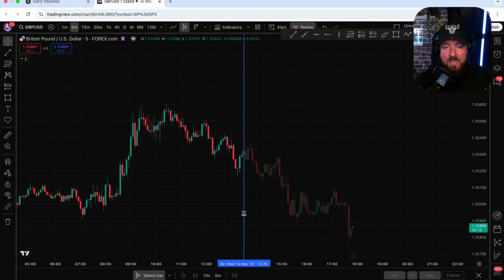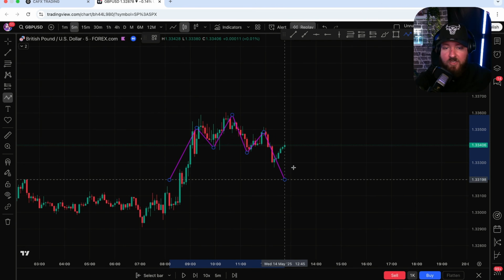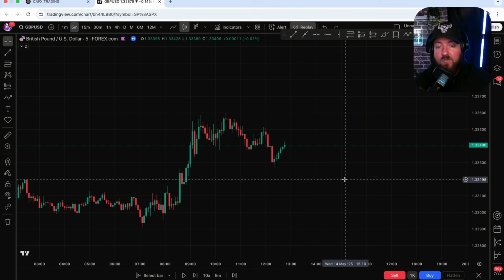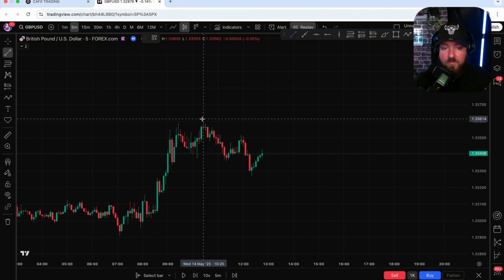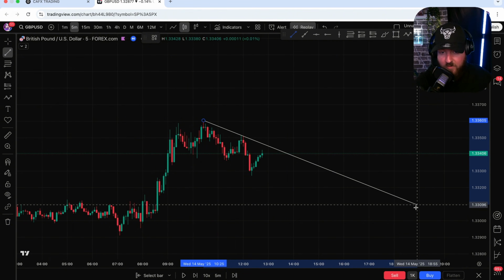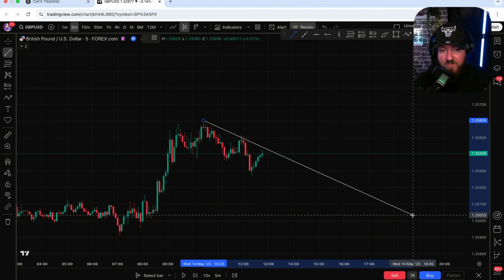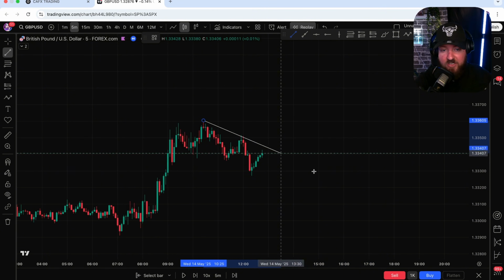Let's just take it back. So we know we just broke structure to the downside, so we're bearish. We're expecting a continuation. So what can we do? Place our trend line like this on the wicks. We can place it down to the bodies. Honestly, I don't really get too picky with this. I literally just go like this.